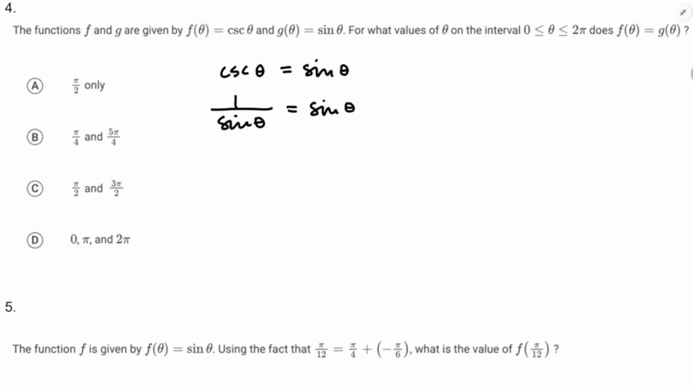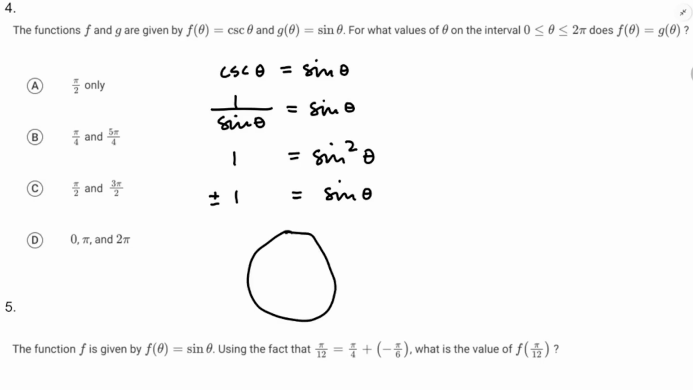Okay. And now I'm going to multiply both sides by sine theta, and so that'll be 1 equaling sine theta times sine theta, which is going to be sine squared theta. And if sine squared theta equals 1, I could take the square root of both sides and get plus or minus 1 equaling sine of theta. And if I'm thinking about the circle and thinking about where sine is 1, that's going to be up here, negative 1 down there. So that'll be pi over 2 and 3 pi over 2 only.